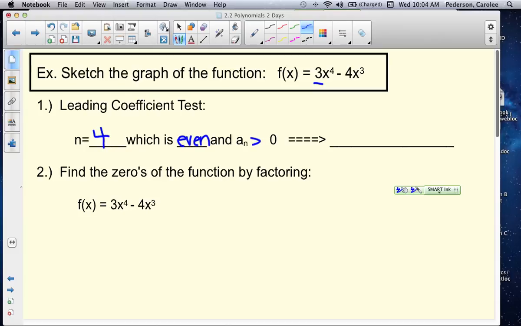So what does that mean for my end behavior, my leading coefficient test? Rise left, rise right. Think about those quadratics. It's rising on the left and it's rising on the right.